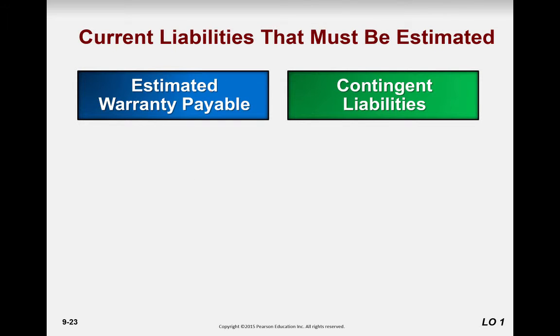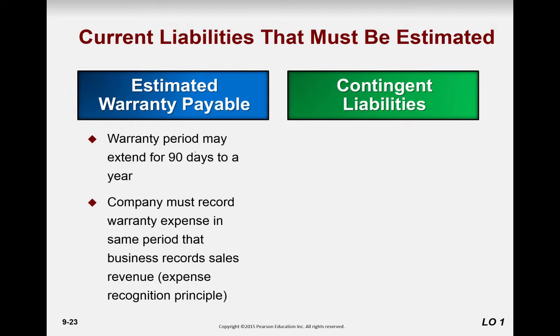So other liabilities that you may have to estimate are estimated warranty payable and contingent liabilities. So warranties may be for 90 days or greater, right? And then what the company has to do is record a probable warranty expense when it records the sale, right? So we need to do the matching principle, revenue and expenses, match the revenues and expenses in the period that it was earned or incurred. So that would be our matching principle.